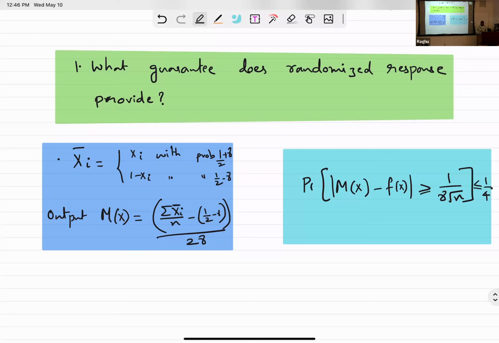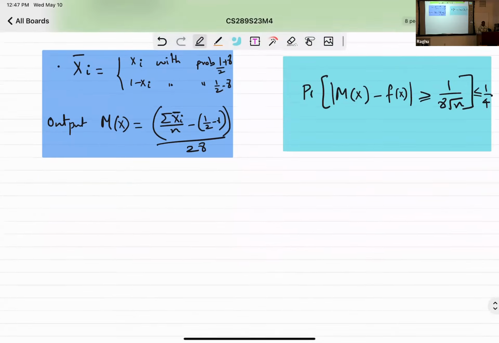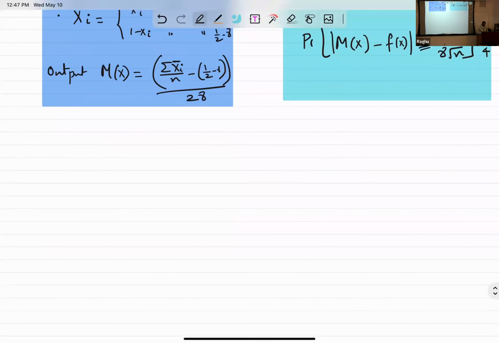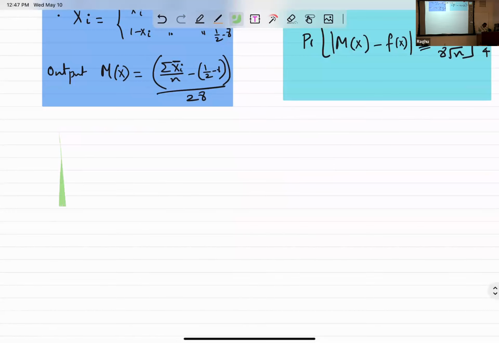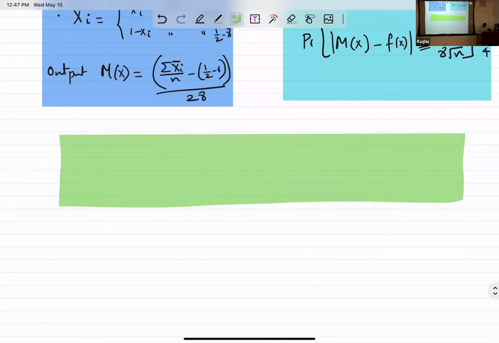All right, so we have some kind of guarantee in terms of accuracy, but how about privacy? Is it differentially private? If so, with what kind of parameters? Okay, and it turns out that randomized response is actually a reasonably good candidate for differential privacy as a first attempt, at least.